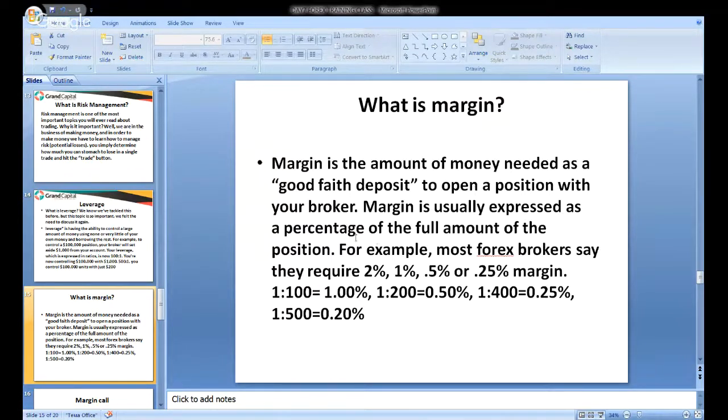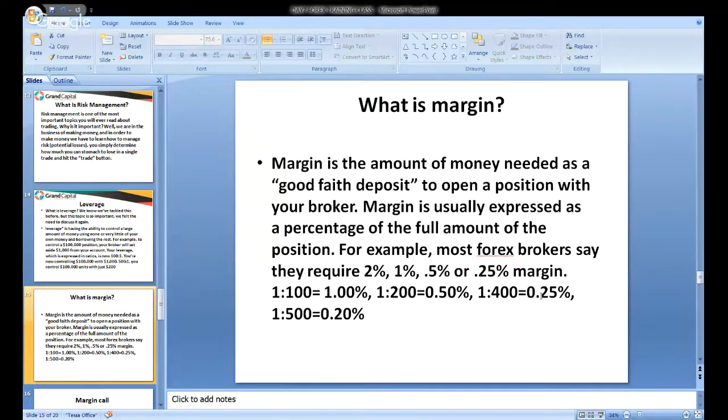This is how it is expressed. Margin is usually expressed as a percentage of the full amount of the position. For example, most forex brokers say 2%, 1%, 0.5%, 0.25% margin. Now, this is the leverage you choose from your broker. It means that your margin will be 1%, so for every trade you place, 1% will be taken from your trade. The other one is when you set 1:200, it means 0.5%.